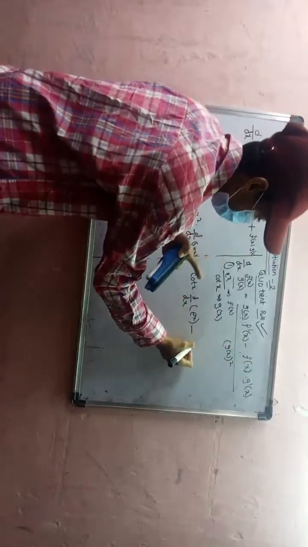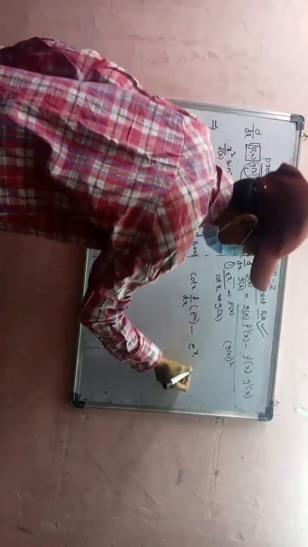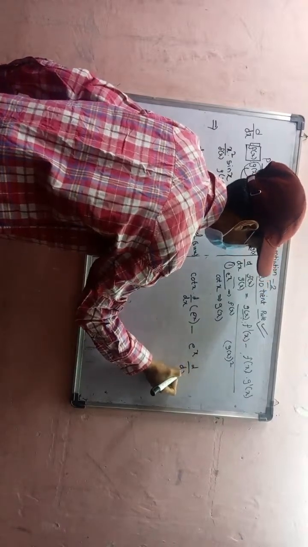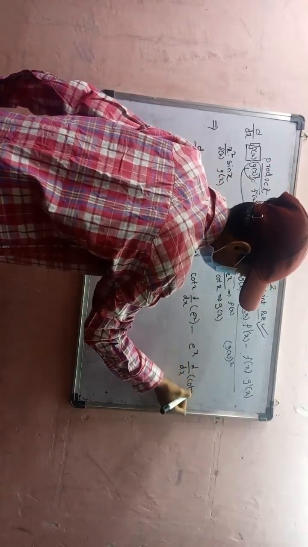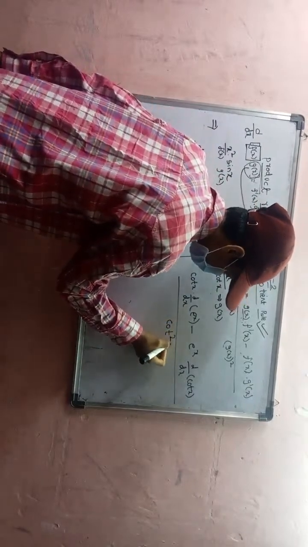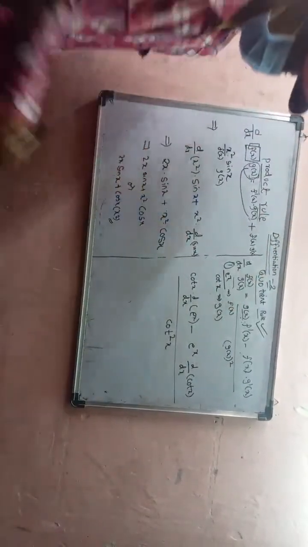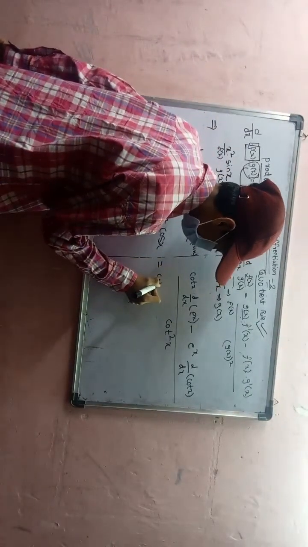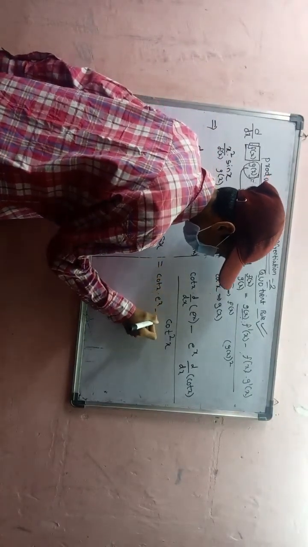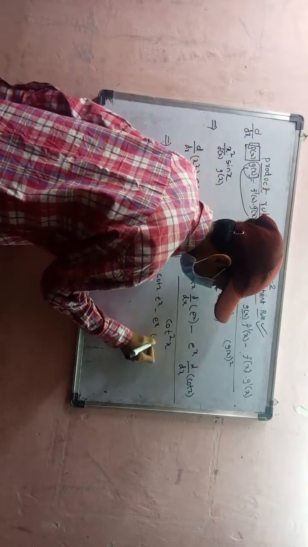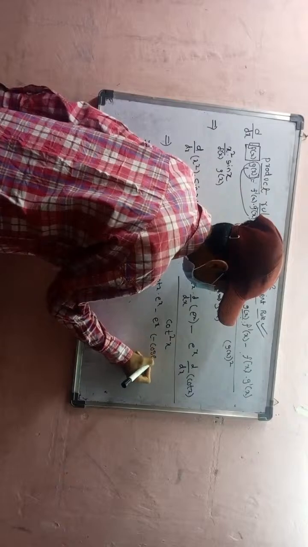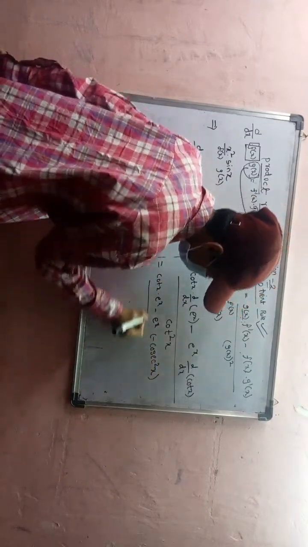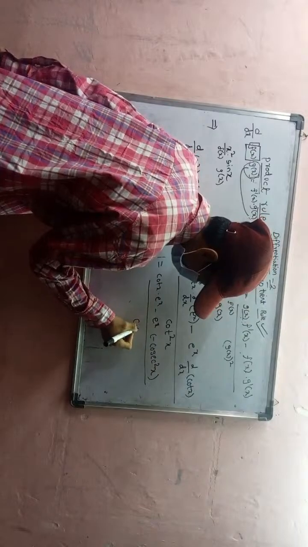What is f of x? e power x into d by dx of cot x, by g of x whole square. G of x whole square is cot square x. Now see here, if we do this we will get cot x into e power x minus e power x into minus cosecant square x by cot square x. This is the correct answer.